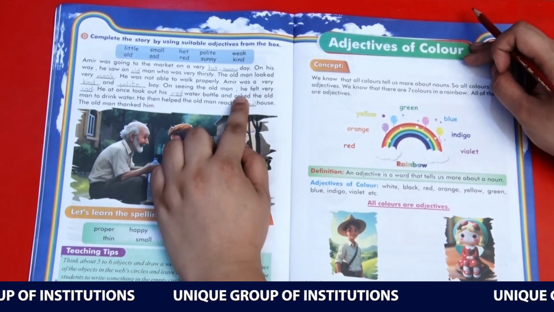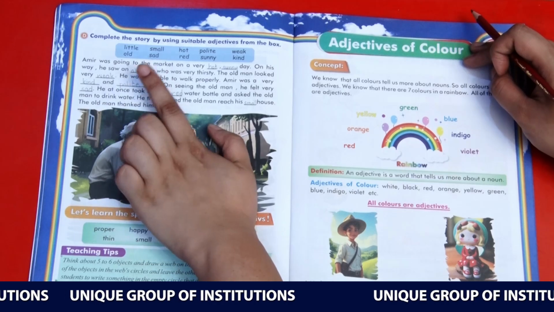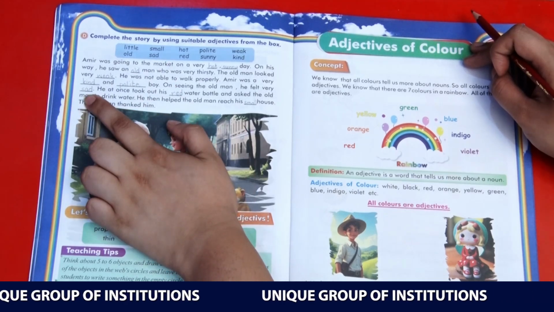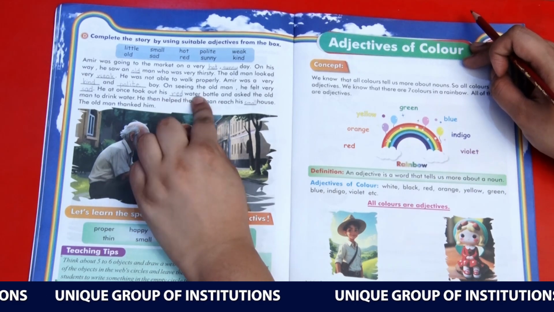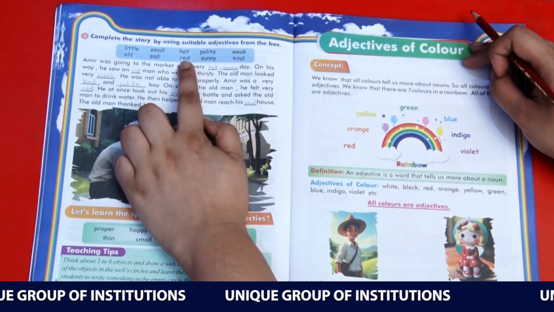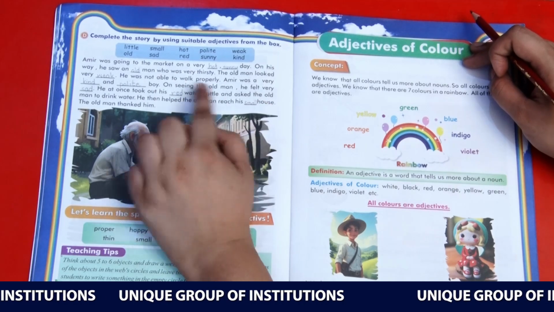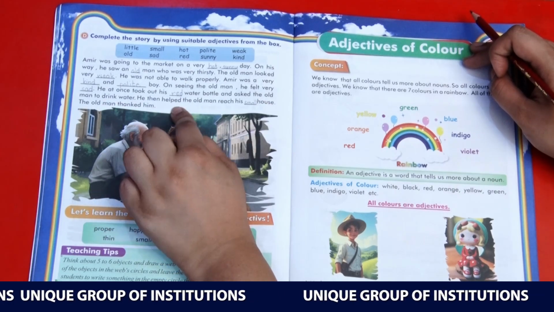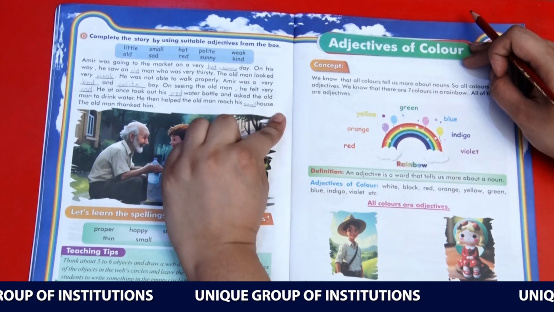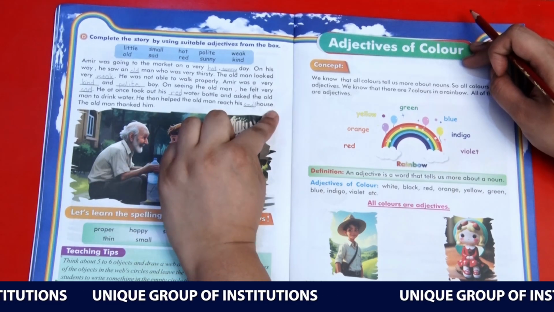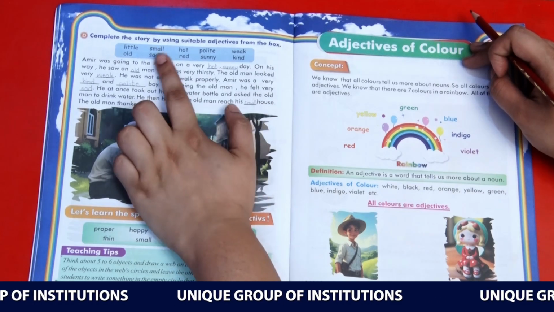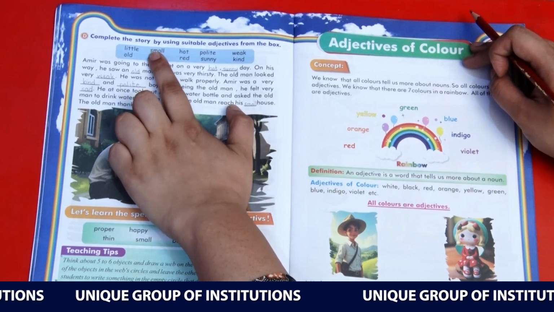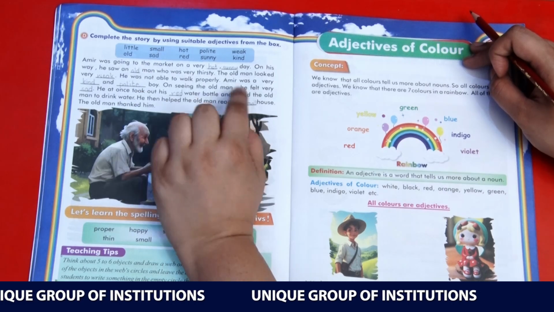On seeing the old man, he felt very dash. We have the adjective sad here, so we'll write sad here. He at once took out his dash water bottle. We have red, a color, here, so we'll write red here, and asked the old man to drink water. He then helped the old man reach his dash house. The old man thanked him. Now there is a blank before house, and we need to specify what kind of house it was, and we have an adjective of size here, so we'll write small.